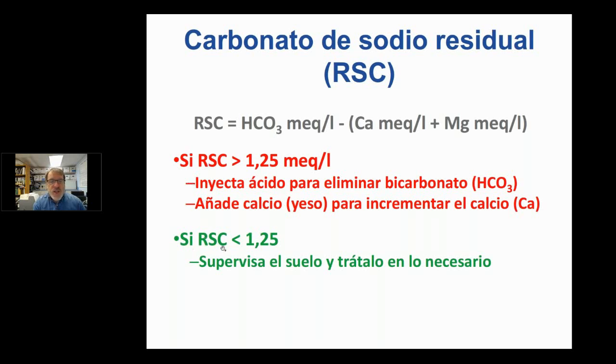If your RSC, residual sodium carbonate, is below 1.25, then you just need to monitor your soils and be sure that sodium doesn't just continue to increase, as we saw in the example from Colorado, where the sodium just kept going up and up and up after years. Then you need to be more aggressive on displacing that sodium.